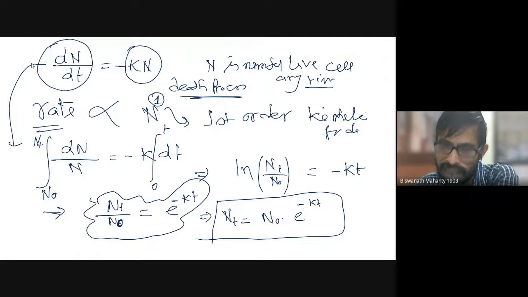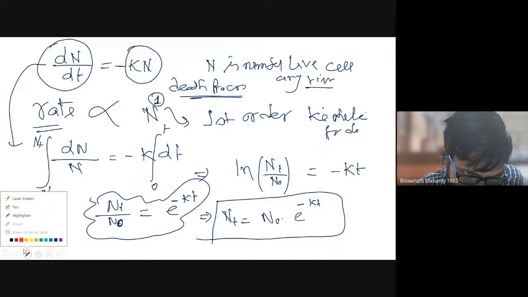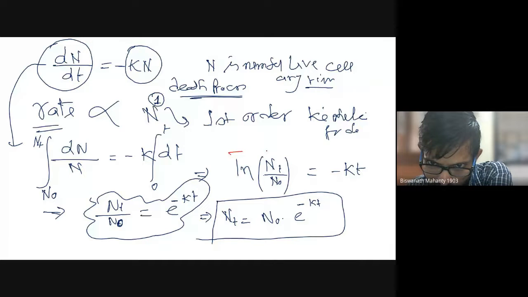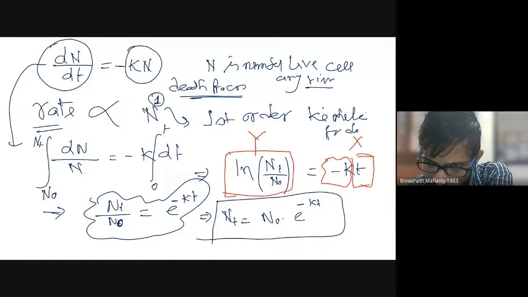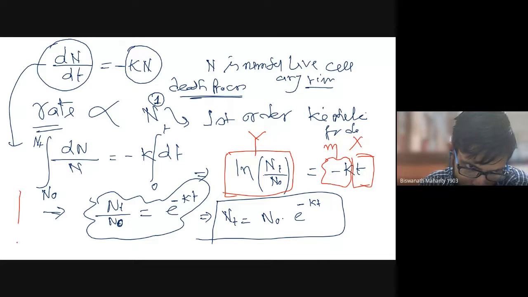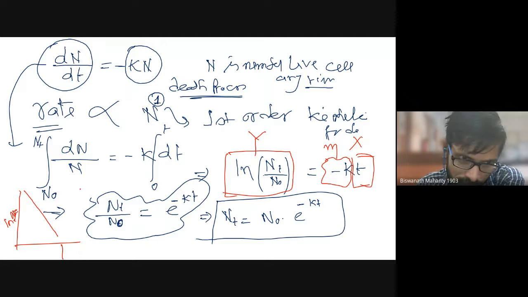You can understand. So for example, this is the y of the graph and time is the x of the graph. So can I say y equal to mx? So what is m? m is minus k. Yes or no? So this is m. So if I make a plot of ln Nt by N0 versus t, I am supposed to get a straight line whose slope is m. So m is the slope of this graph.